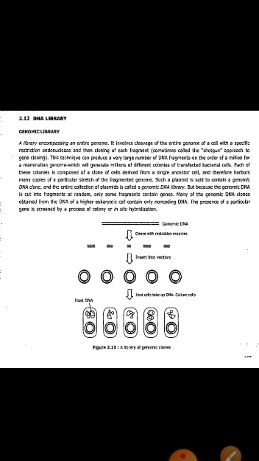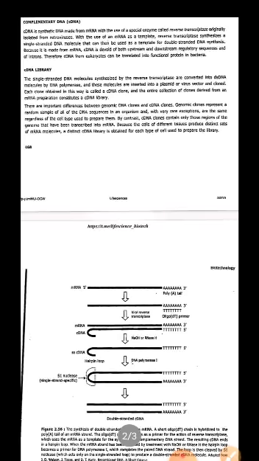So this is a flow chart of the genomic library preparation. We take genomic DNA, cleave it with restriction enzymes, then insert the fragments into vectors, and that vector takes up the DNA, and that DNA gets multiplied and makes a clone. So that's a genomic library. Now we talk about the cDNA library.